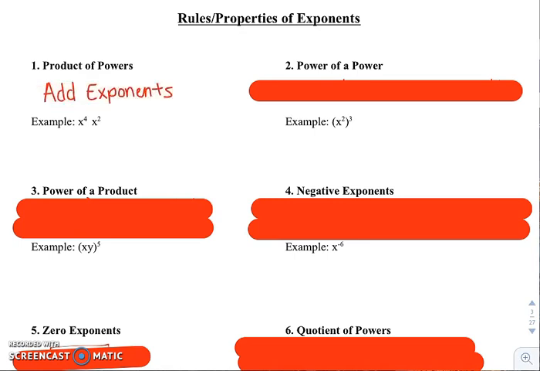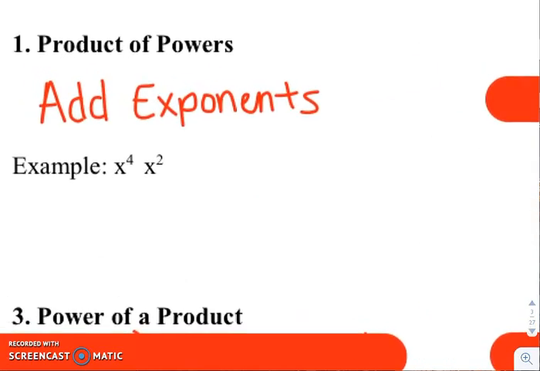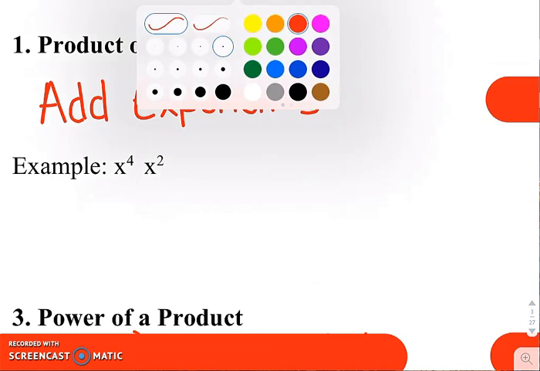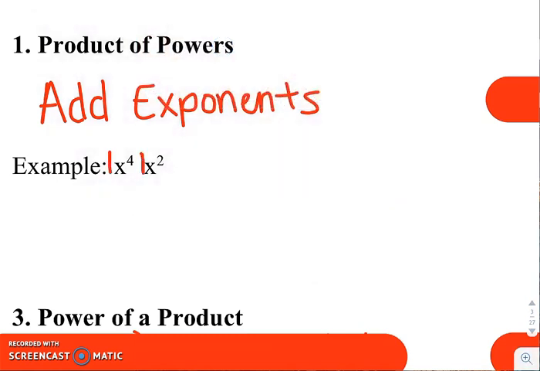So the first one is a product of powers. That's when you're multiplying the bases, because that's what product means. So say you had the example x to the fourth times x squared. When you have a product of powers, you add the exponents. So you would multiply the numbers in the front. So really this is a 1 times 1. So you get 1, add the exponents, 4 plus 2 is 6.